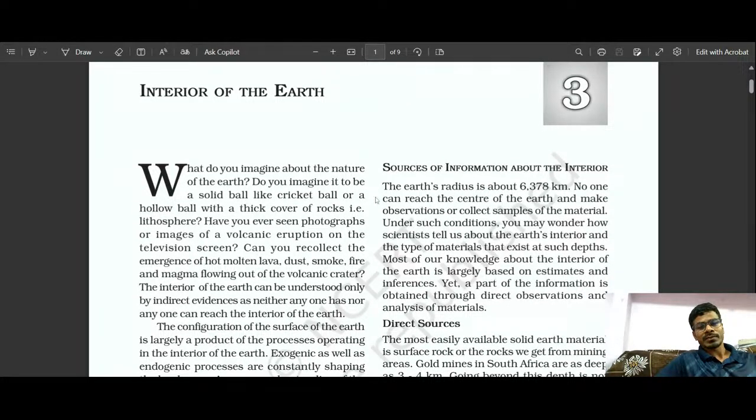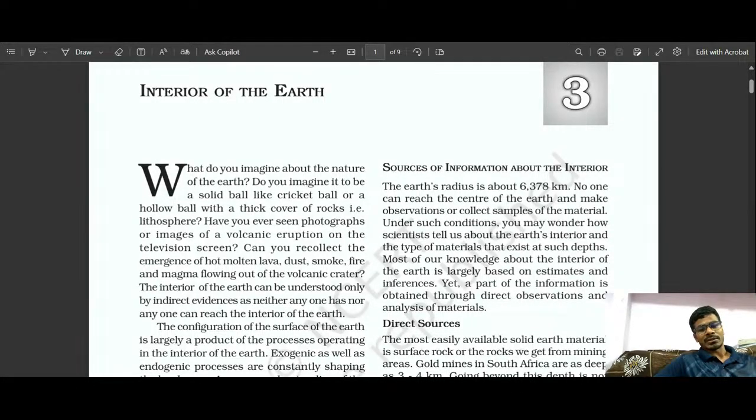What do you imagine about the nature of the Earth? As we have been given the question, do you imagine it to be a solid ball like a cricket ball or a hollow ball with a thick cover of rocks? I can just say that lithosphere. Another question: have you ever seen photographs or images of a volcanic eruption on the television screen? Can you recollect the emergence of hot molten lava, dust, smoke, fire, and magma flowing out of the volcanic crater?